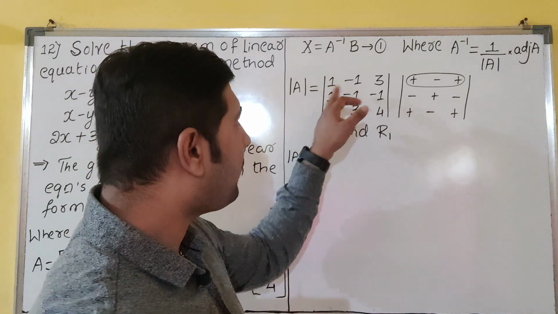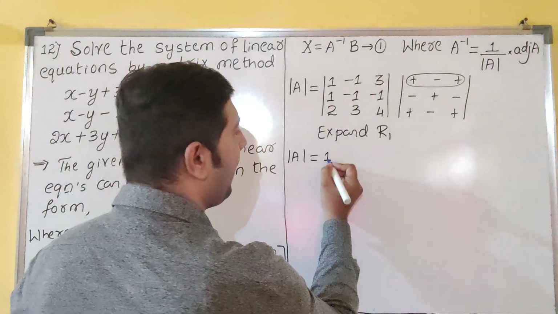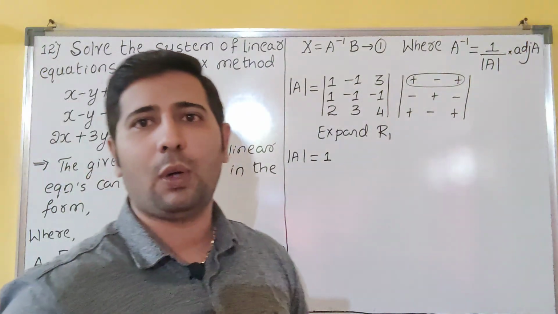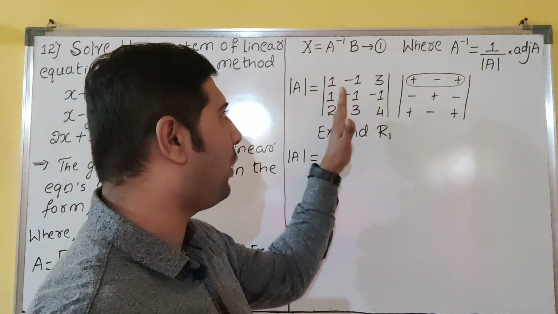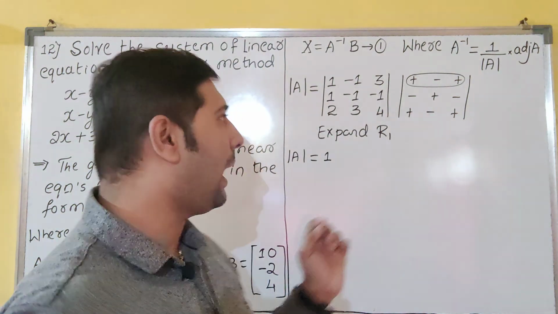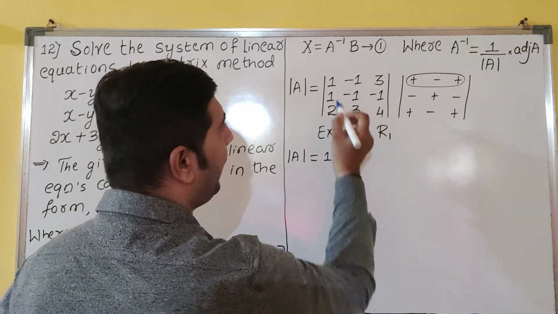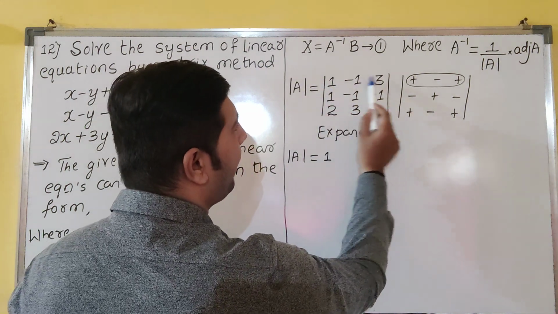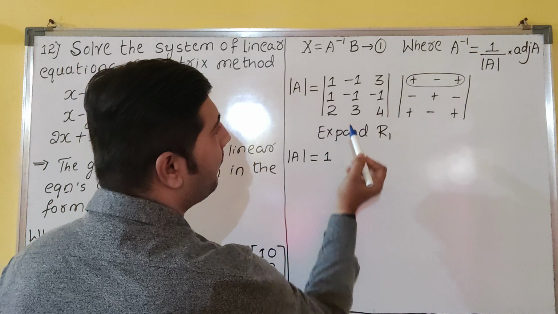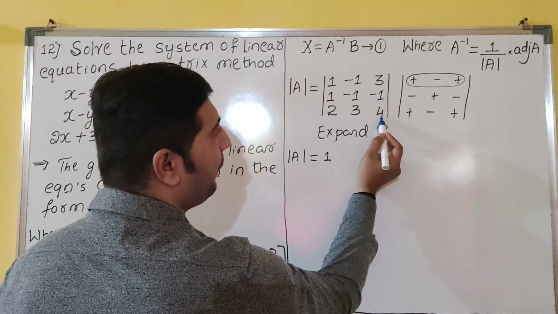First row. Plus into plus 1. Plus 1. Every time I had told you to leave the first row and first column and write the determinant. Today I will do it directly, dear students. Plus into plus 1, plus 1. This 1 is in the first row, first column, so you leave it. What remains now? Minus 1, 3, 4.